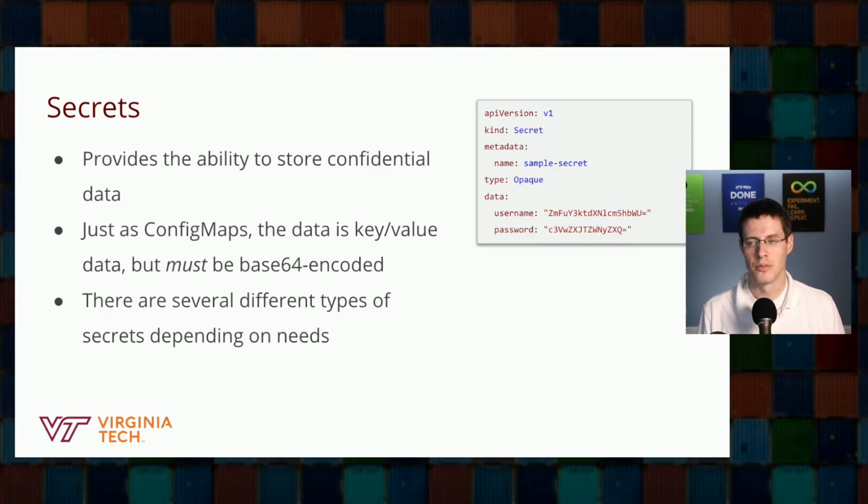The reason why config maps and secrets use different formats is because they were developed at different times, and one group decided to use base64 encoding, and the other one decided not to, and it just kind of worked out this way.